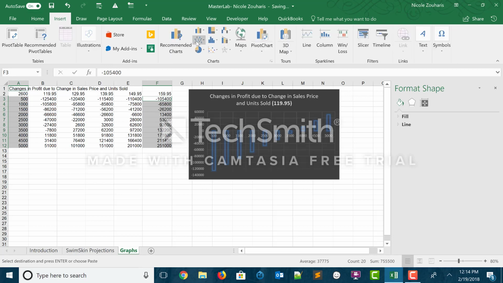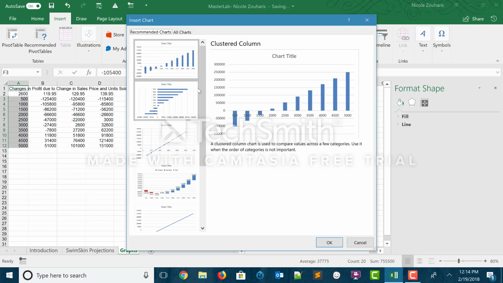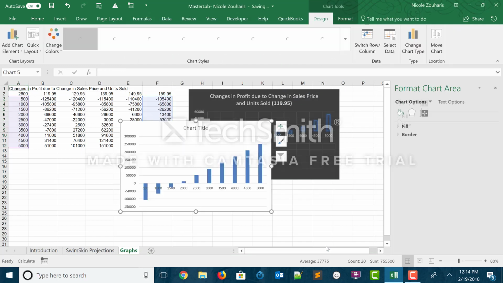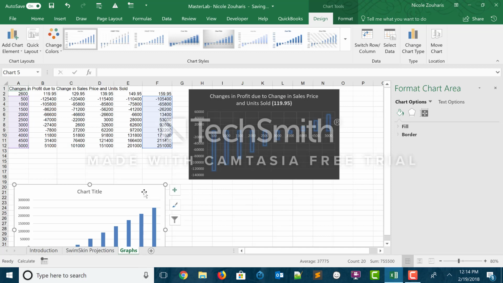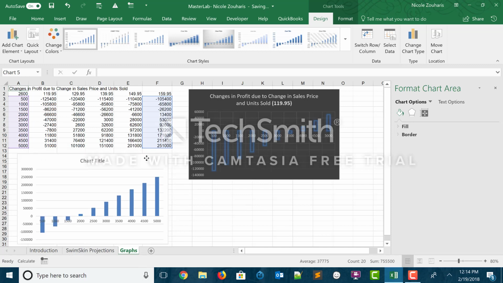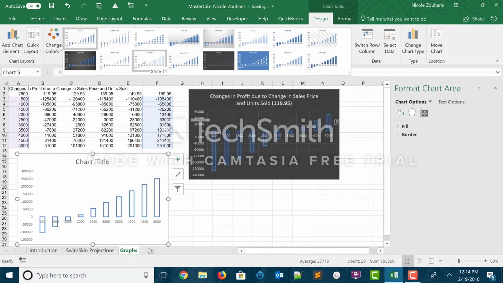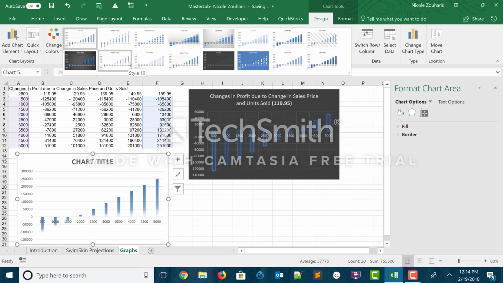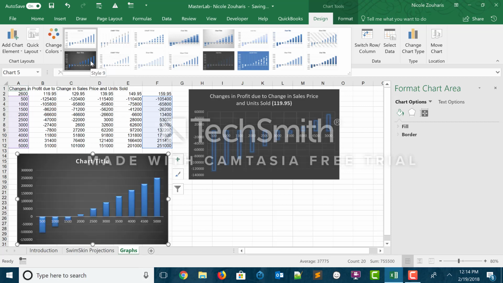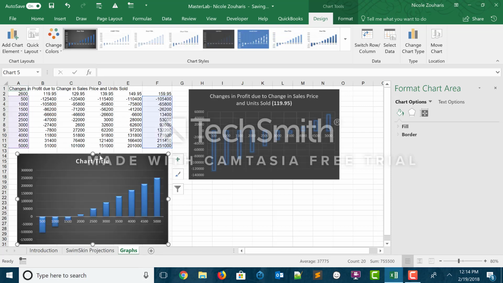Go to Insert, Recommended Charts, and press OK. Again, I'm going to want to change the layout of this. And let's pick a different one. That one's a little dark on the white background. I can't read the numbers on that one. Alright, let's go to this one. It's kind of more of a block style than the one that I just did.